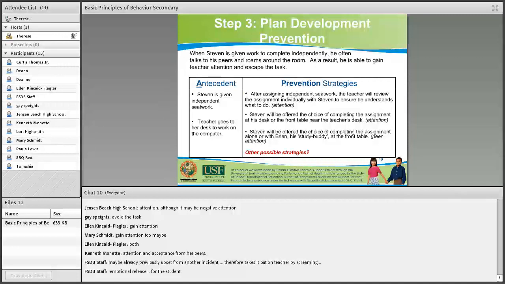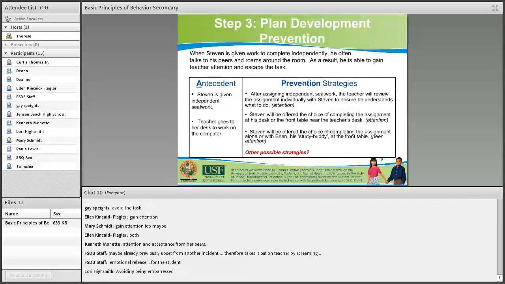Okay, so then, what do we do about it? Once we have a decent guess about why the student might be engaging in that behavior, then we can use the antecedents, the behavior, and the consequences to develop a plan to change the behavior. So in our case, going back to Stephen with his disruption where he gets up, he roams around the room instead of working on his seat work. We think that he's getting teacher and peer attention and he's escaping the task.